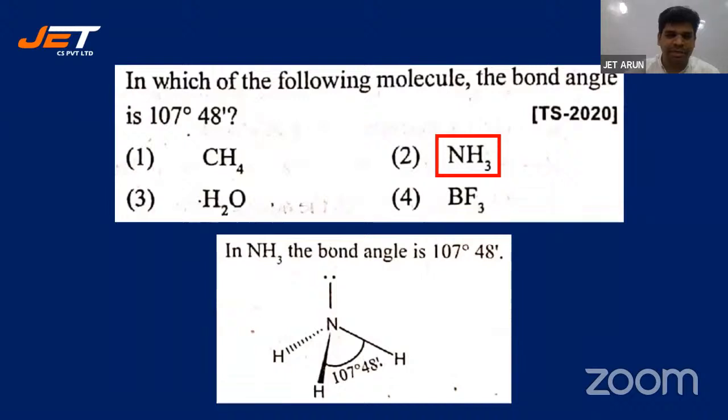All right. Here, the angle between two hydrogen and nitrogen bonds is 107 degrees 48 minutes. So those who have answered 2 are right. Those who have answered wrong, please correct yourself.